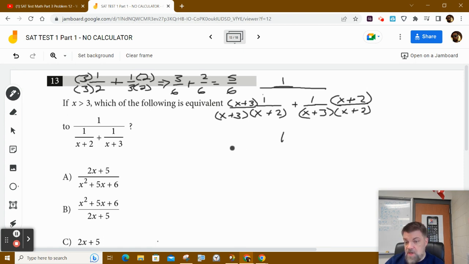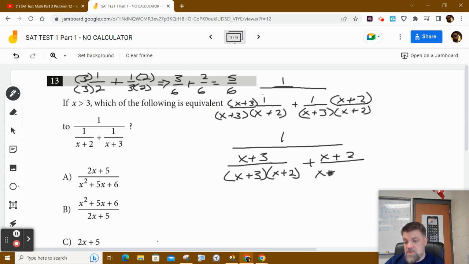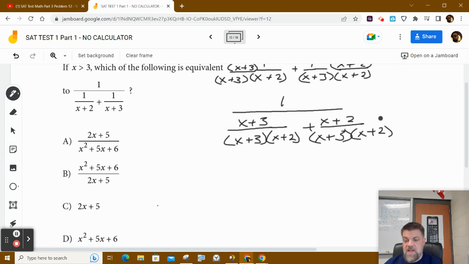So on the next line, I've got 1 on the top all over x plus 3 over the quantity x plus 3 times the quantity x plus 2, plus x plus 2 all over the quantity x plus 3 times x plus 2. And you're saying to yourselves, Mr. Adams, that does not look easier. It will get there. So now I need to do a couple of things.